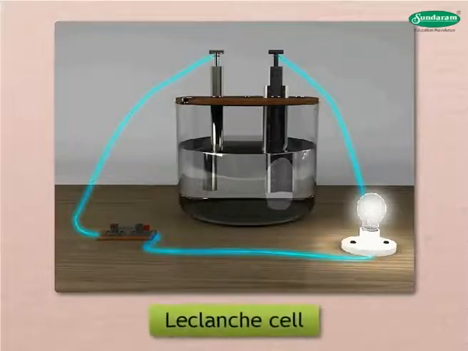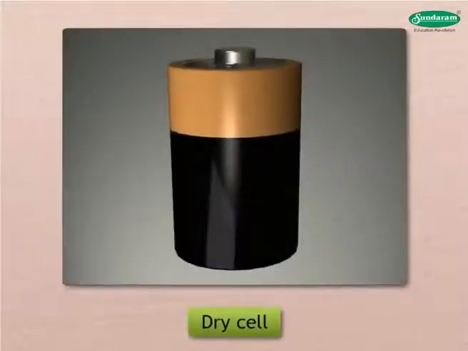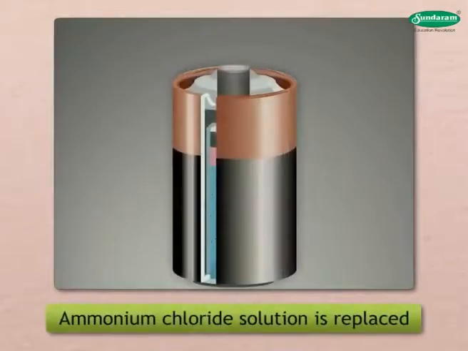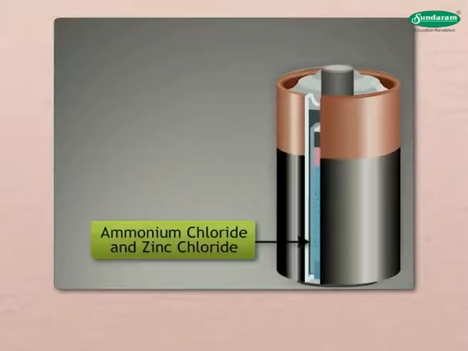This was Leclanché cell. I hope you all have an idea of how Leclanché cell works and the chemicals used in the cell. Let us now move on to the next cell, the dry cell, that is so commonly used today. It is a modification of the Leclanché cell. Dry cell. The dry cell is a modification of wet Leclanché cell in which ammonium chloride solution is replaced with a jelly or moist paste of ammonium chloride and zinc chloride.